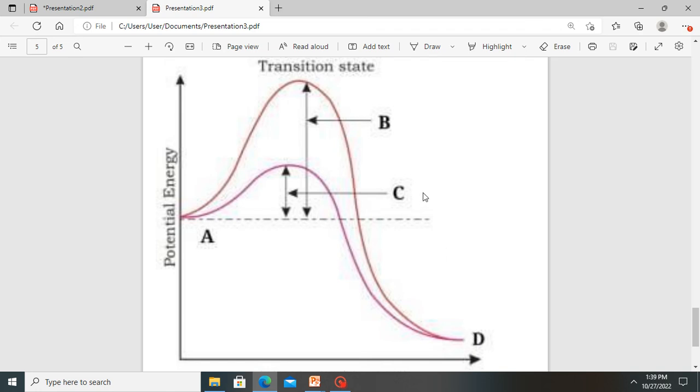B is the activation energy of the uncatalyzed reaction. The uncatalyzed reaction is the reaction without the catalyst, without the enzyme. But when you add the enzyme, it lowers the activation energy. So here, C is the activation energy of the catalyzed reaction.